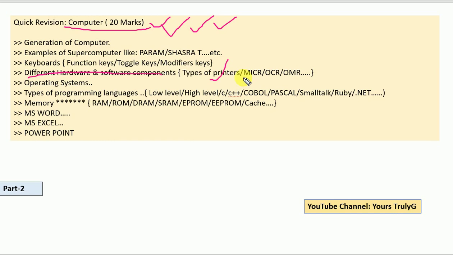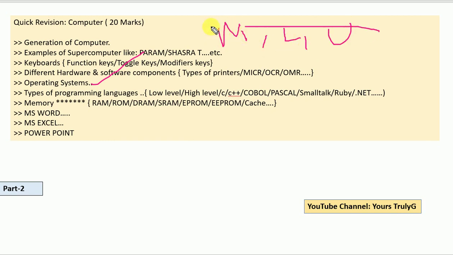Then MICR, optical character recognition, OMR, all those things, the full forms and the basic functions. You just have to go through that for quick revision. Operating systems are also very important. Nowadays they are asking about different versions of operating systems like Windows, Linux, Unix. You have to go through the features associated with them, and the different versions and releases.